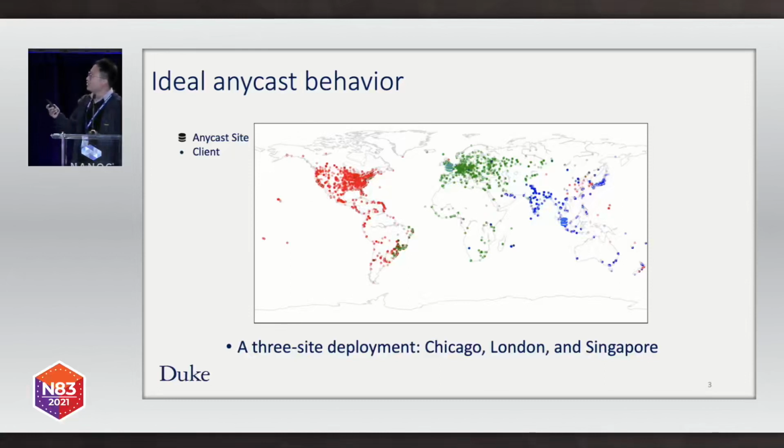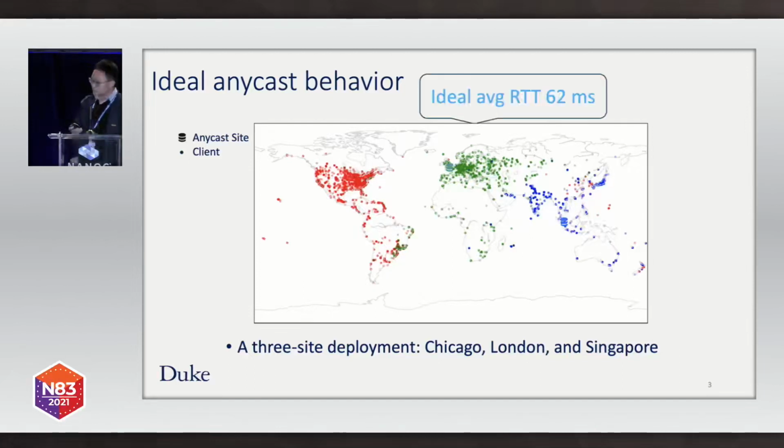Each client will choose the optimal catchment site, which is shown by different colors. The red dot stands for clients that get optimal performance from the Chicago site. In this case, the average latency will be only 62 milliseconds if each client can select the site with just the minimal round trip time.